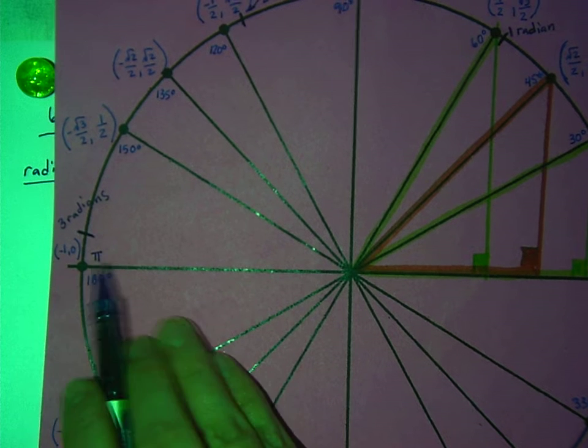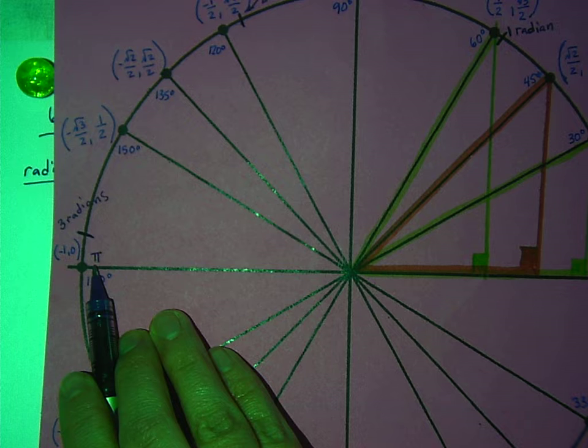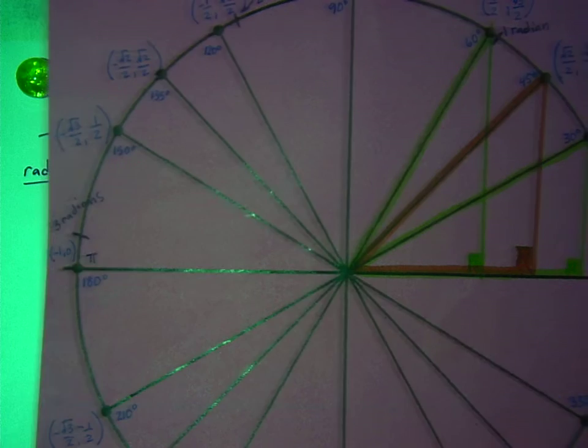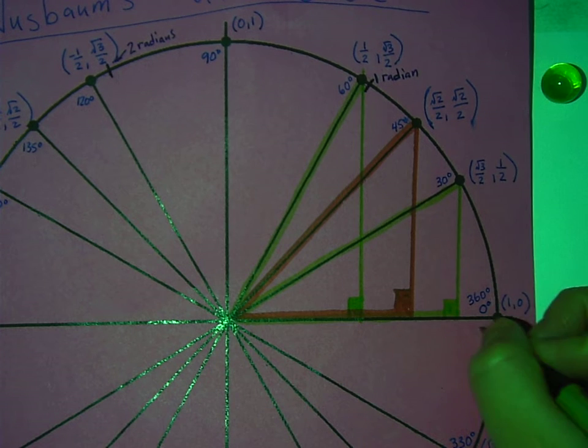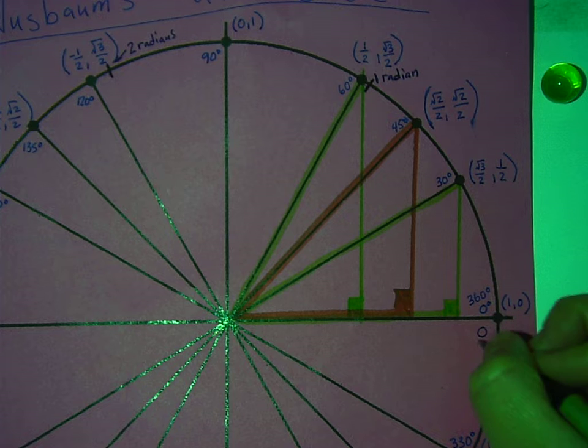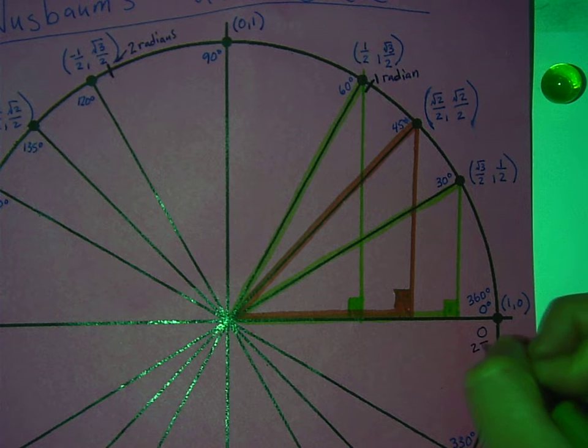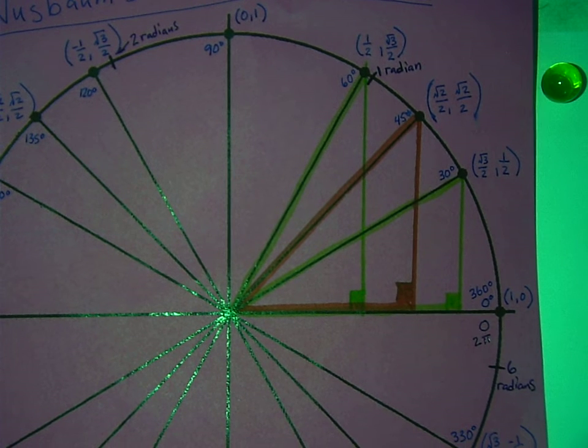Okay, so here's pi radians. And if I go around the circle, well, if I had started, it would have been 0 radians. But if I go around the circle once, it's 2 pi radians, or 6 and some change, because 3.14 times 2 is 6.28.